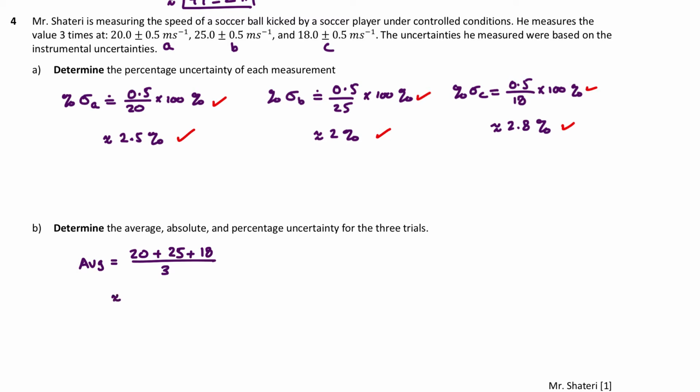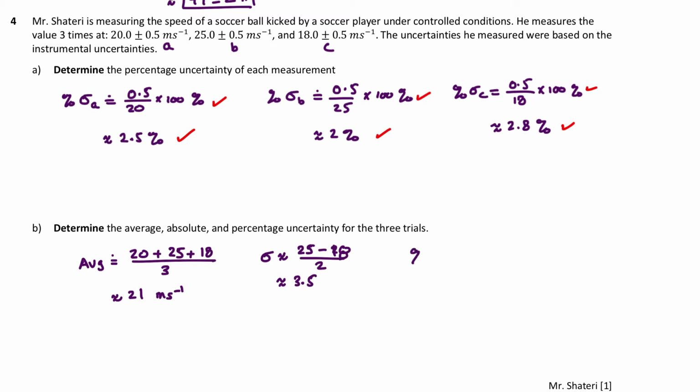And I will get approximately 21 meters per second here. And then my absolute uncertainty, I'm just going to write it as sigma. I'm going to take the max value minus min value divided by 2. So my max value is 25 minus 20, divided by 2. Sorry, that's minus 18. And I should get 7 divided by 2, which is 3.5. So I'll leave it as that for now.